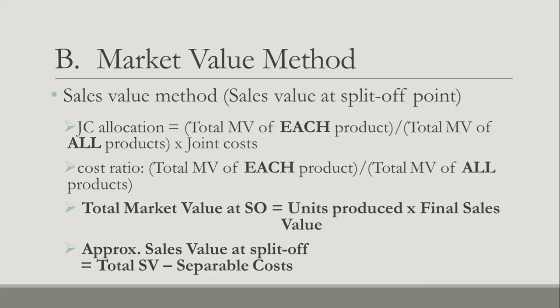The cost ratio is obtained by, again, dividing the total market value of each product over your total market value of all products. Your total market value at split off is equal to the units produced times your final sales value. Your approximate sales value at split off is equal to total sales value less your separable costs.